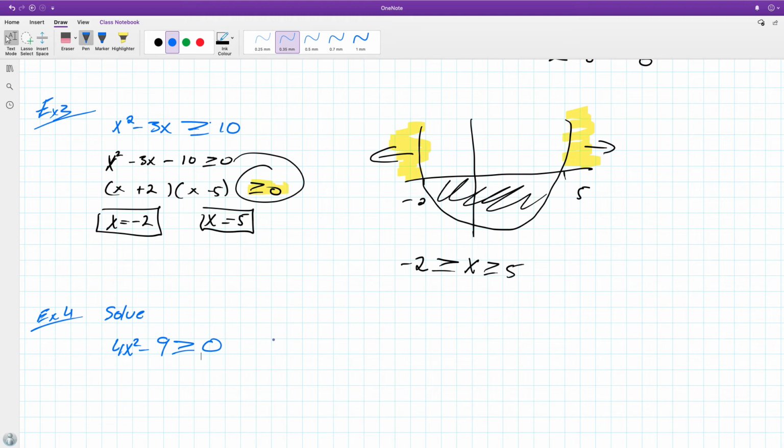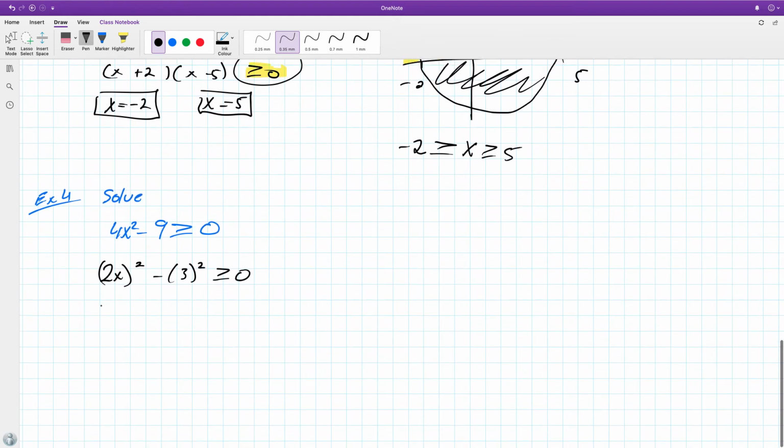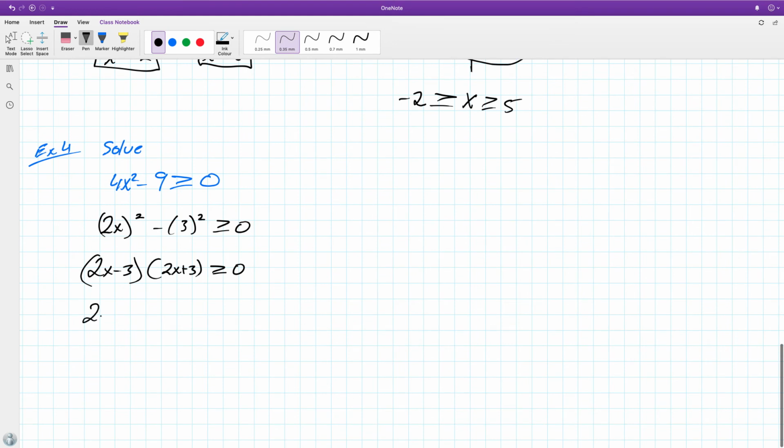So, difference of two squares: (2x)² minus 3² greater than or equal to 0. That's (2x minus 3)(2x plus 3) greater than or equal to 0. 2x is equal to 3, x is equal to 3 over 2. 2x equal to minus 3, x is equal to minus 3 over 2.